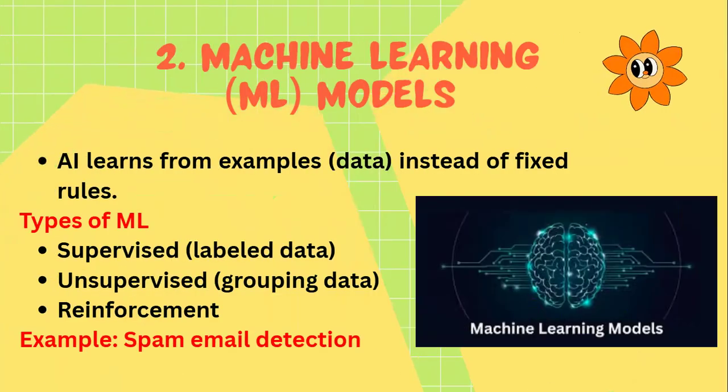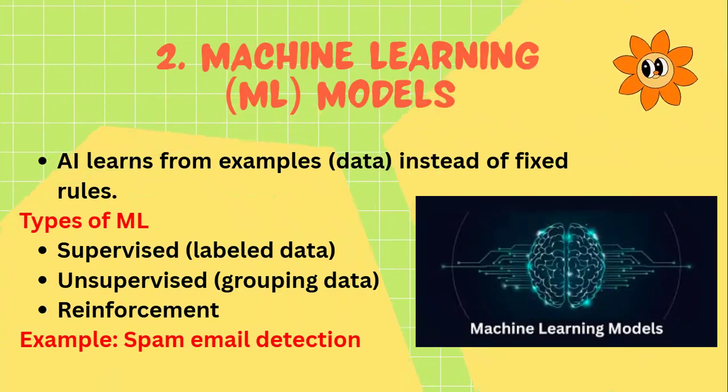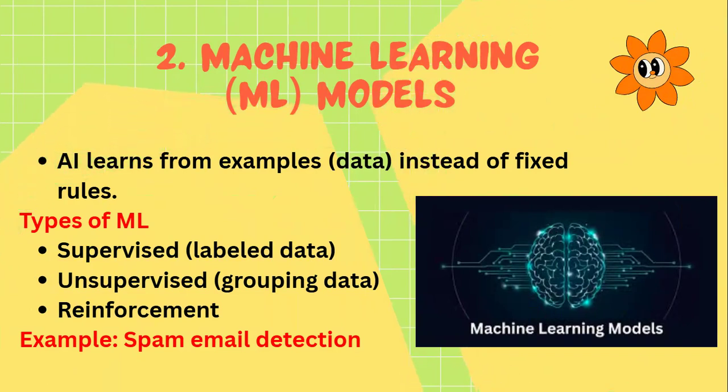Now the second model is the machine learning model. What is a machine learning model? Machine learning learns from past data and improves over time. It finds patterns and makes predictions. There are basically 3 types of machine learning models: supervised learning, unsupervised learning, and reinforcement learning. Supervised learning is when you have labeled data with you. In unsupervised learning, groupings of the data are created and the data is predicted. Reinforcement learning learns from trial and error. A simple example is spam email detection, where emails are detected as spam or not spam.